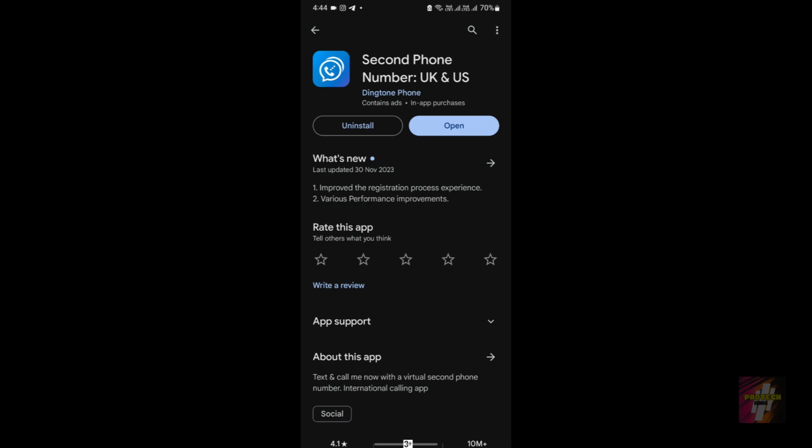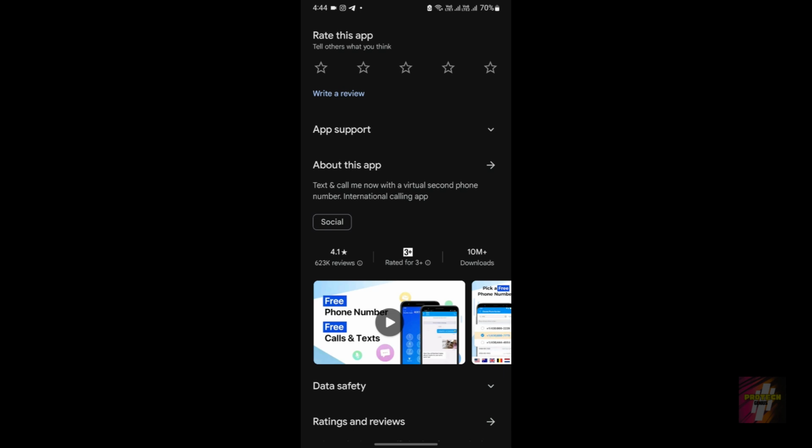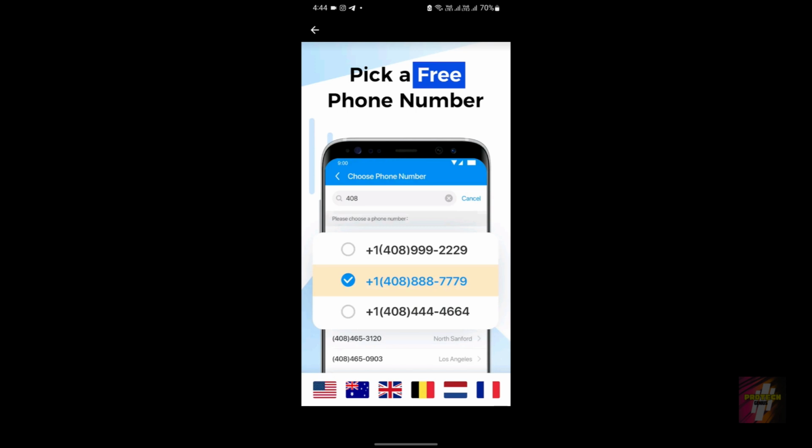Now if we look at the Play Store comparison of the Dingtone application, it has over 10 million plus downloads, and out of 623k reviews, it has a 4.1 star rating. Anything which has over 5 million downloads and over 500k reviews, if it has over 4 stars, is obviously going to be a good application. We're going to take a look at the user interfaces.